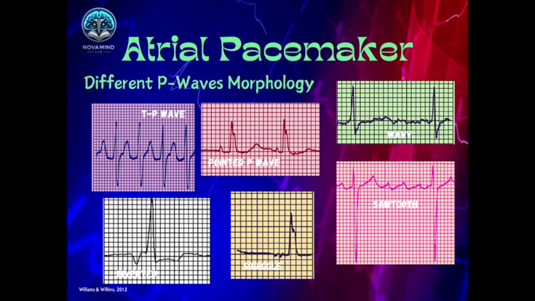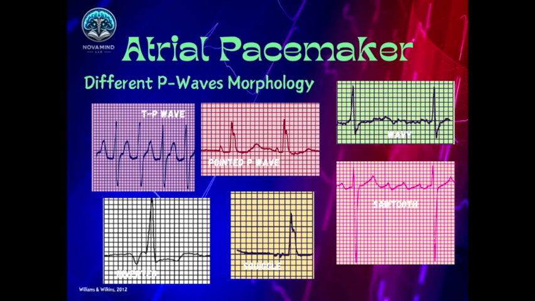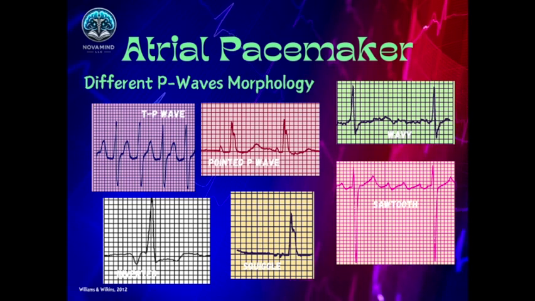Then we have the squiggle P wave. This is an irregular squiggly P wave showing abnormal atrial activity. Then we have the inverted P wave, an example where the P wave is inverted, indicating an ectopic focus in the atria.